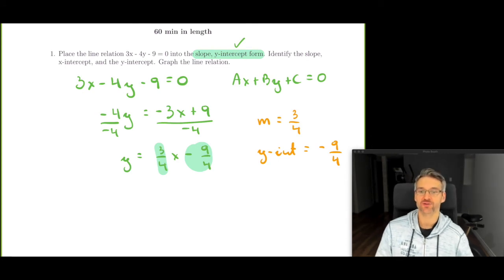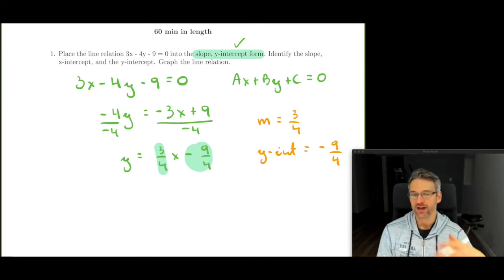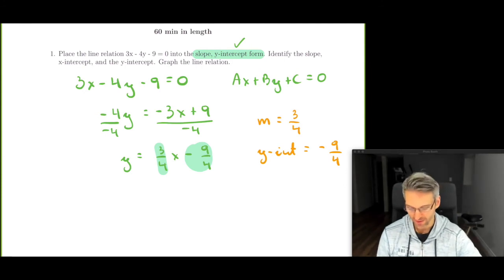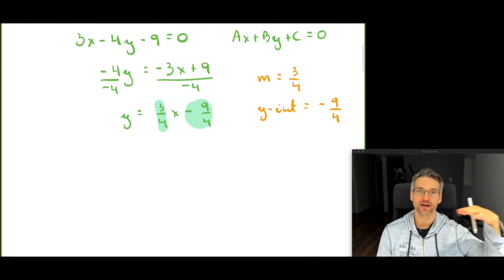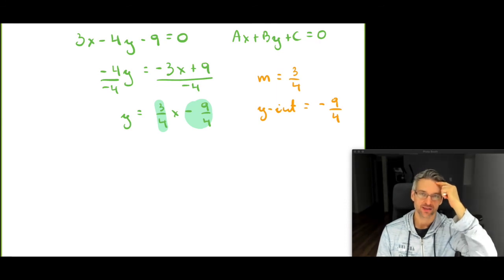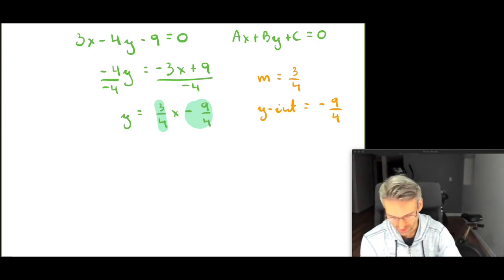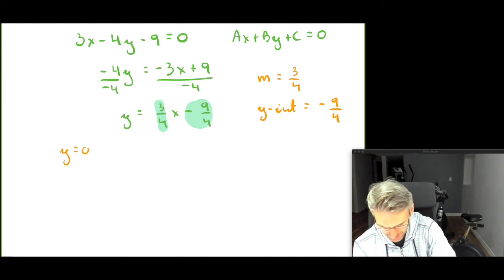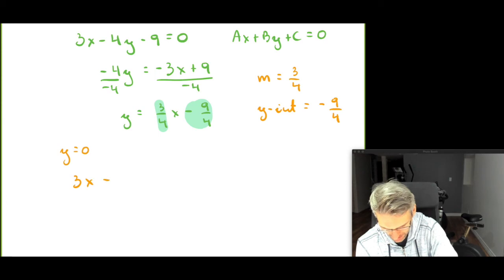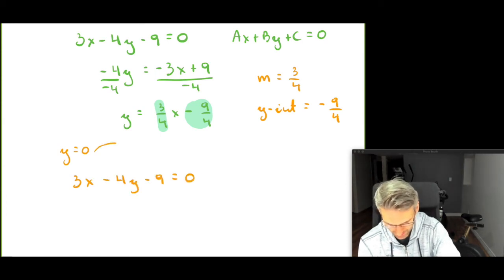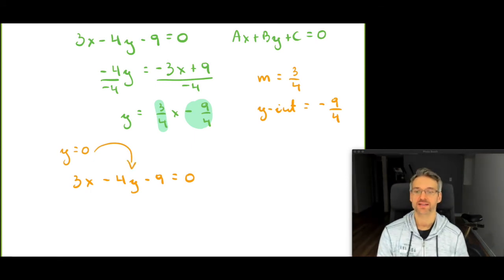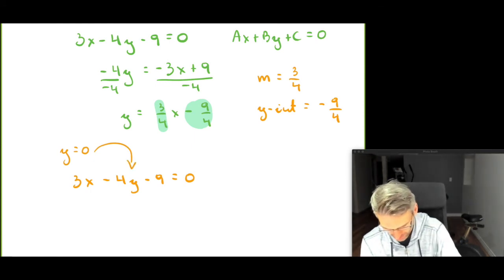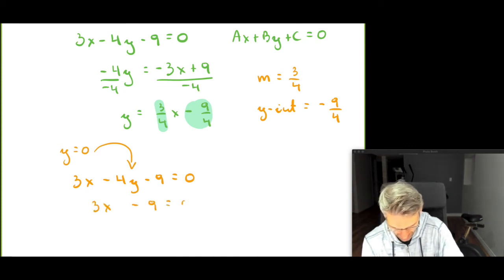Now the x-intercept, it's not very easy to tell right from the equation, but you may remember that the x-intercept is just where the line crosses the x-axis. And that happens when y is equal to 0. So we can substitute y is equal to 0. I'm going to rewrite that original equation there. So 3x minus 4y minus 9 is equal to 0. If I substitute y is equal to 0 here, then that term cancels. And all I have left is 3x minus 9 is equal to 0.